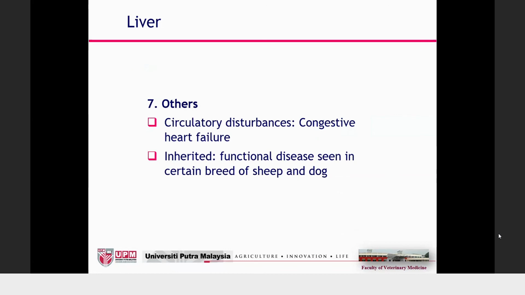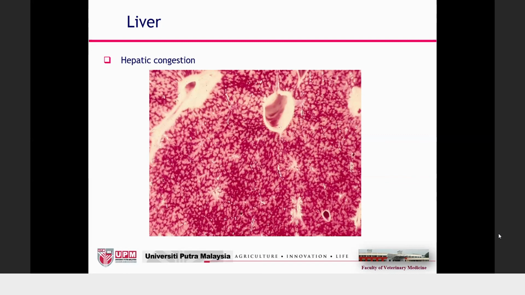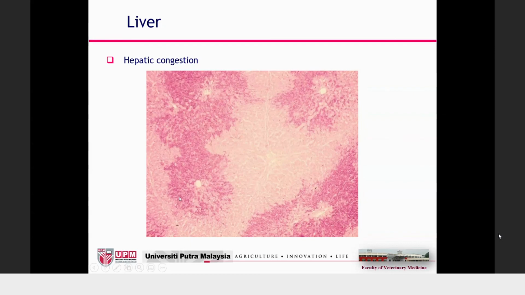Other than that, you expect to see the liver with circulatory disturbances, in cases of congestive heart failure because of the blood flow, and sometimes functional disease in certain breeds of sheep and dogs. This hepatic congestion is mainly focused on the central vein, and you can see that the central vein is congested. This is a portal tract there.